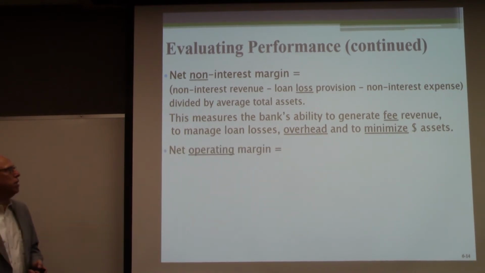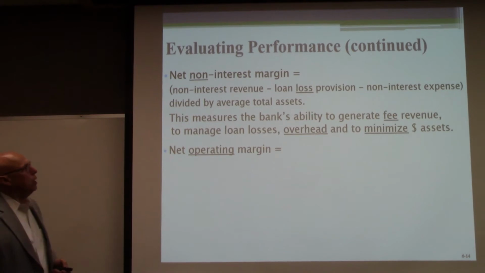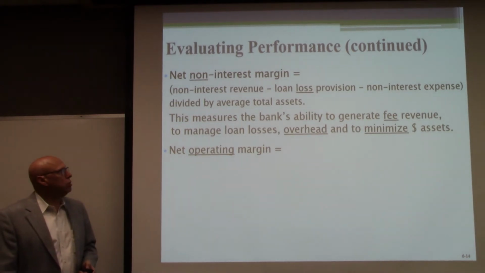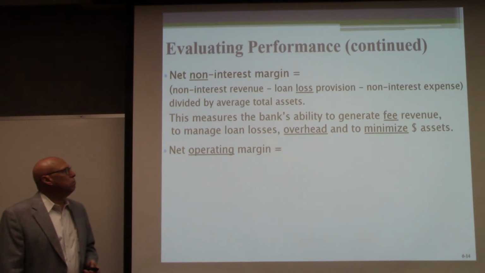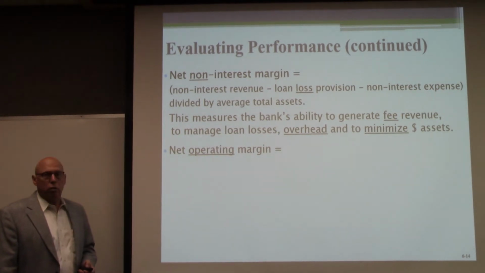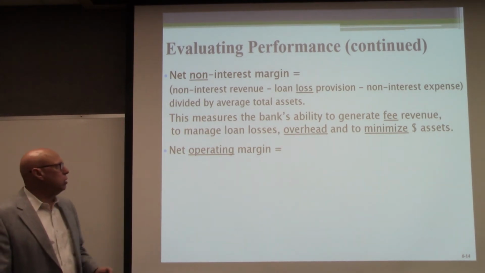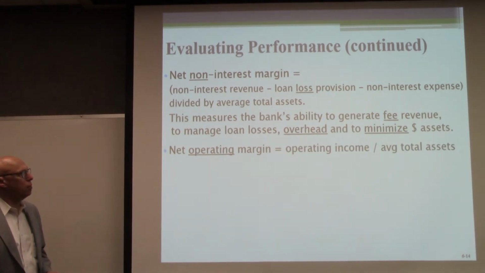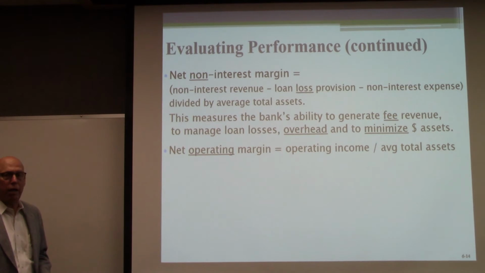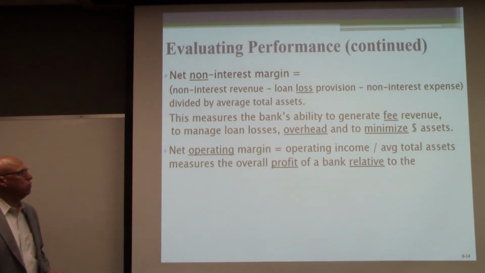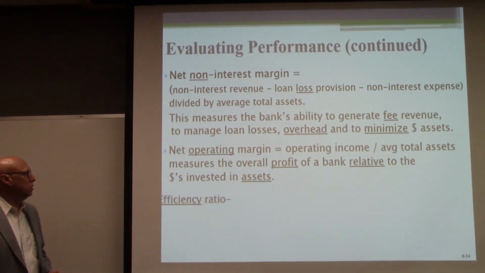All right, then net operating margin, and you guys need to pay close attention to these formulas, because you're going to have to do some calculations, and so you're going to need to know these formulas. Net operating margin is operating income divided by average total assets. Okay, now remember, operating income looks different in a bank than it does in other firms. So go back to chapter 5 to look at operating income.